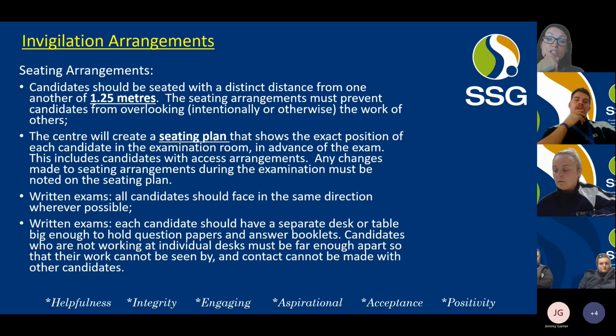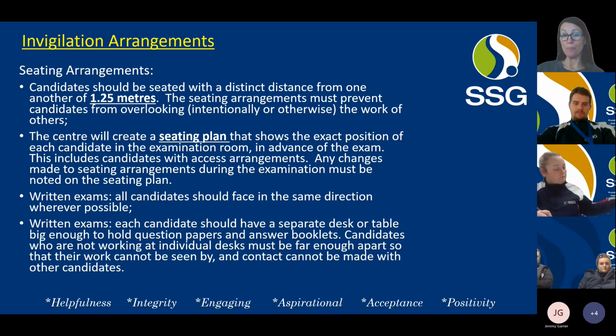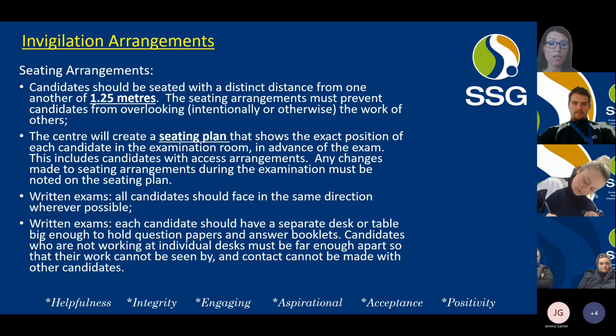Seating arrangements, so this should apply to all exams, not just GCSE, for functional skills as well, but it isn't always possible because of the small spaces we're working in. So wherever possible, you should be making sure that they're at least 1.25 metres apart. As I say, for GCSE exams, that is a must. For functional skills, well, we hope that we can do that, but it's not always possible. So functional skills, I wouldn't expect you to get out a tape measure, but for GCSEs, we do have to.